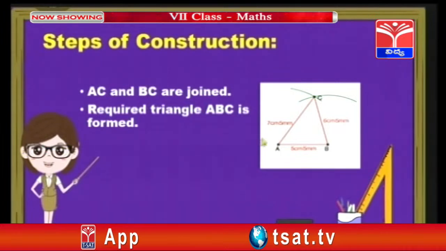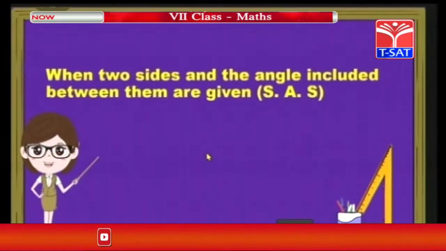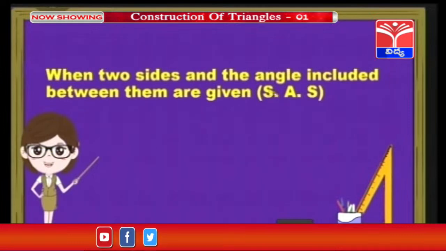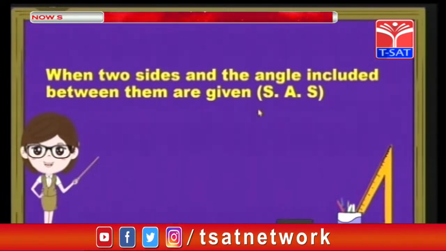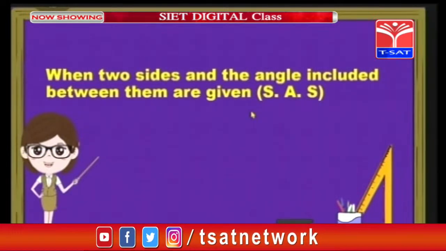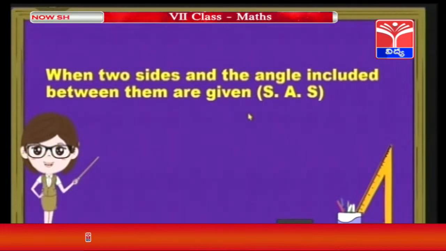Let us see another situation, that is when two sides and the angle included between them are given. How to construct a triangle when two sides and an angle are given?